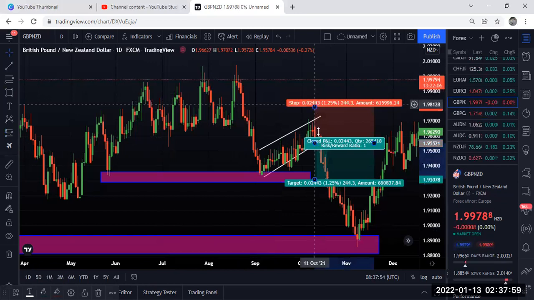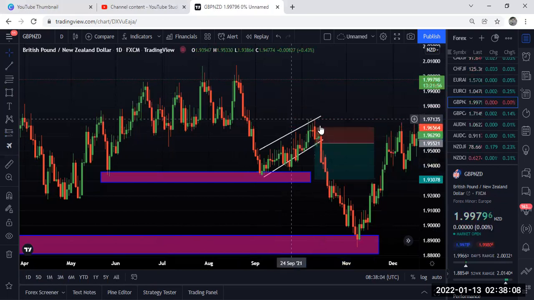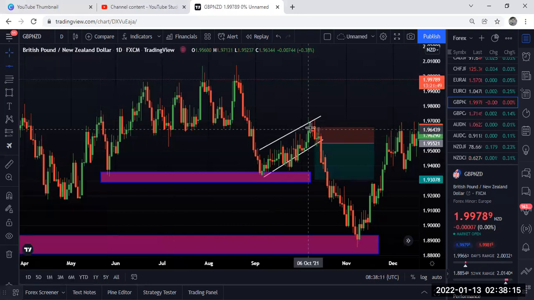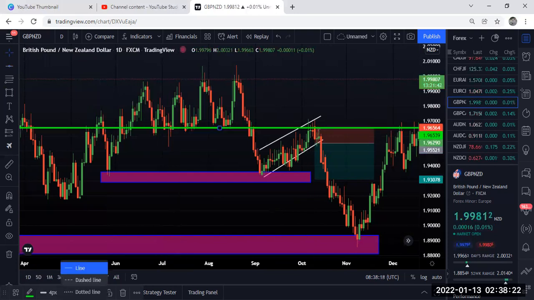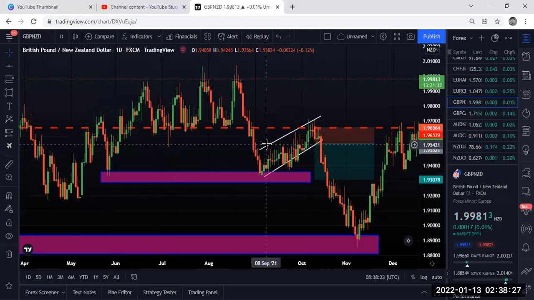My stop loss is going to be about right here. So where I put my stop loss, I'm gonna go ahead and grab the line again. And I'm gonna show you exactly why I put it where I put it. So dashed red. So the reason I put my stop loss here is because I'm looking, it's another level of support.